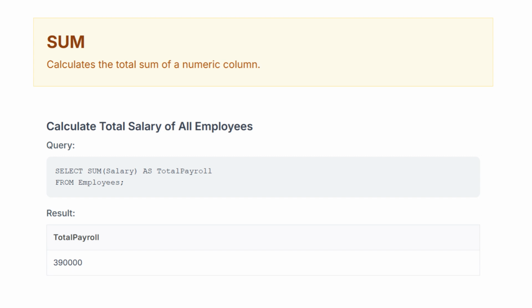Our first example calculates the total payroll by summing all salaries. The result, $390,000, represents the company's total salary expense. This single query could be part of a larger budget analysis or financial reporting system.